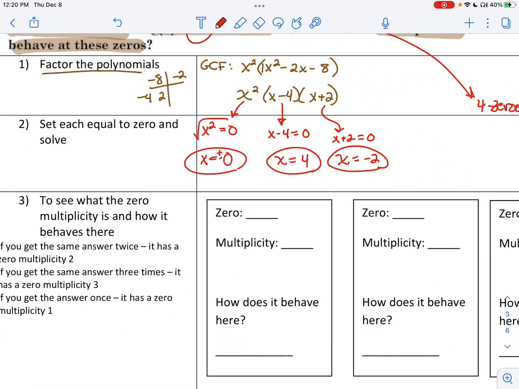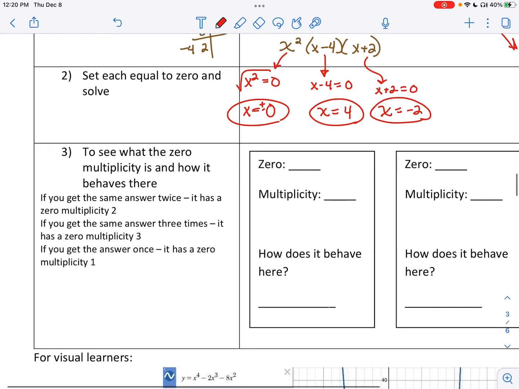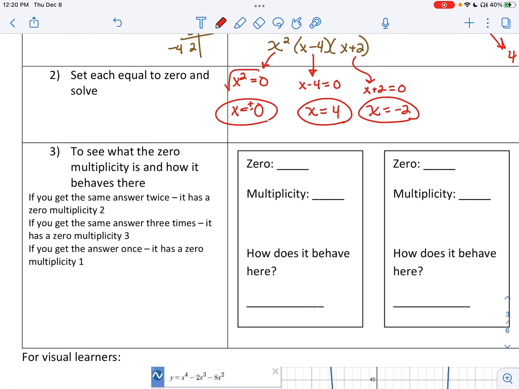All right, now that we found our zeros or our roots, let's see what their multiplicities are. So to see what the zero multiplicity is and how it behaves there, you see how many times it happened. All right, let's color code because why wouldn't we? Let's talk about our first zero, which is x equals 0. How many times did that happen? It happened twice, right? So I'm going to write twice. So that means its zero multiplicity is 2 because it's how many times it happens. If you get the same answer twice, it has a zero multiplicity of 2.